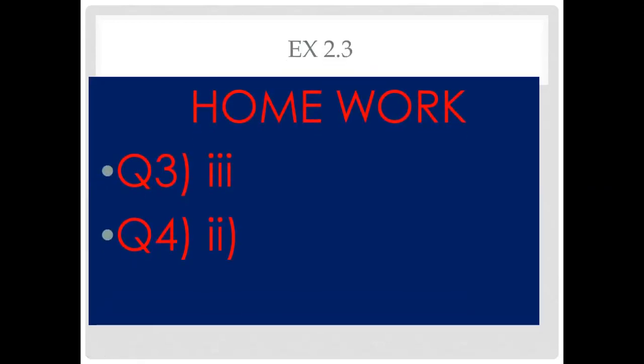Here is your homework, exercise 2.3. Question number 3, third part. In question number 3, arrange the values in ascending order, there are 3 parts in total. 2 parts I already discussed in this video lecture, and the third part you do by yourself as homework. And in question number 4, the properties, the 2 properties which we discussed, the commutative property of addition for rational numbers and the commutative property of multiplication for rational numbers.